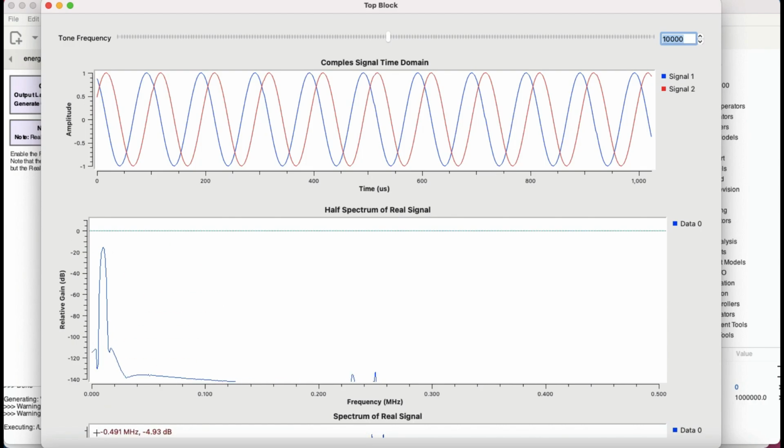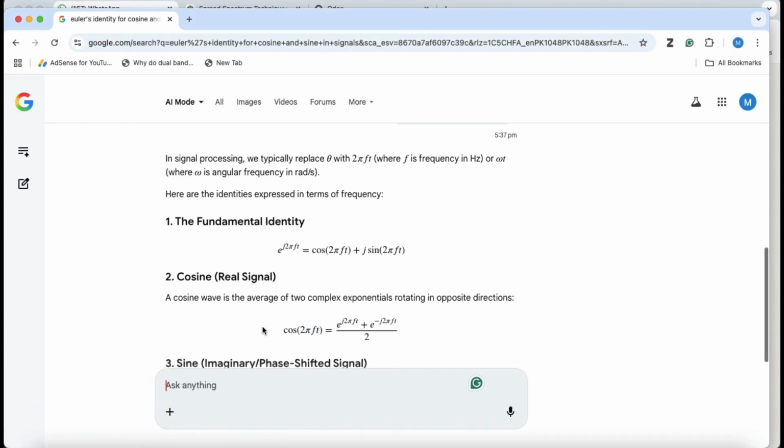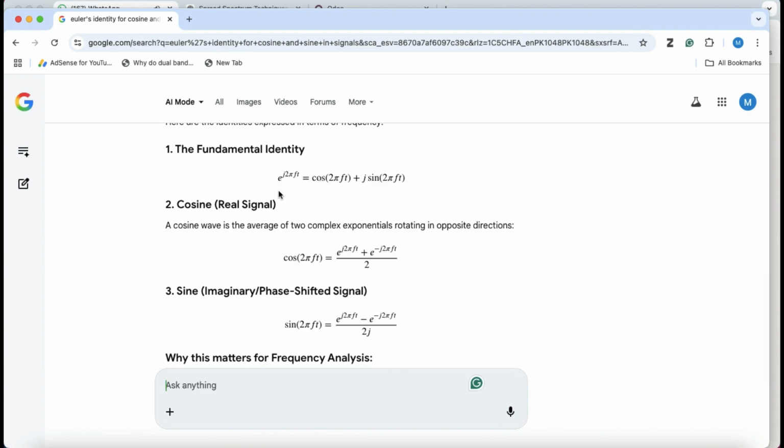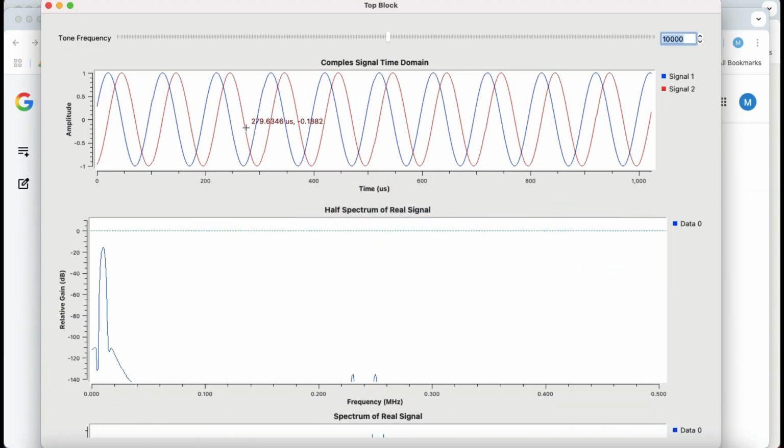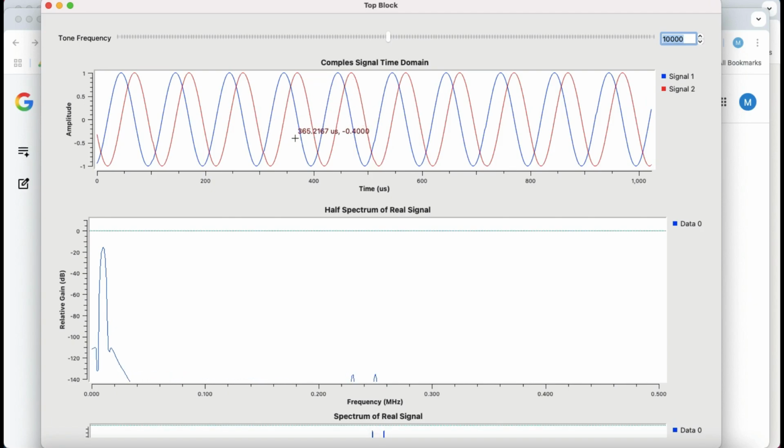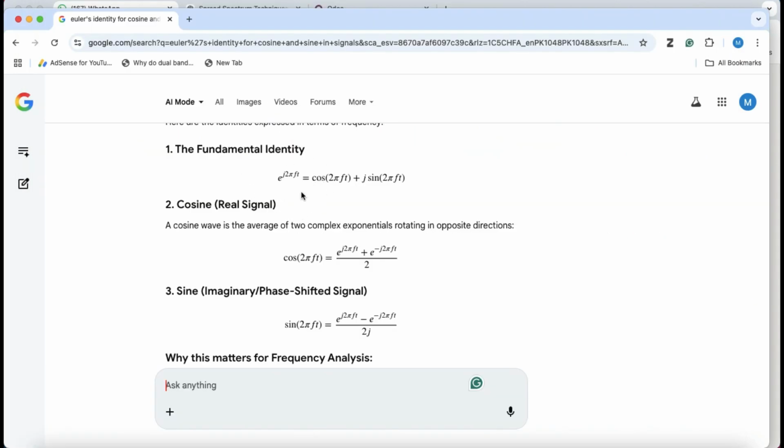And where does this come from? Let's look at our Google diagram. If you remember the fundamental identity, e to the j 2 pi f t, that complex signal is actually a combination of a real signal and an imaginary signal. That's why you have a waveform that consists of cos plus sine, and this is exactly what you're visualizing here. You have a cos signal and also a sine signal, and both of these signals combine to become a complex signal.